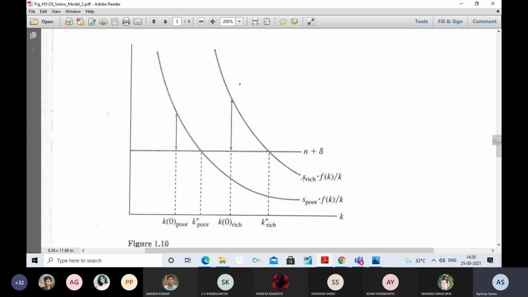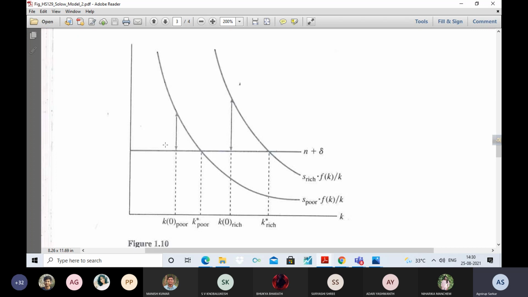So the richer economy has a higher saving rate, and if that is the case, then sometimes you might experience the richer economy growing at a faster rate compared to the poorer economy. As you find in this figure, the vertical distance for the richer economy is greater than the vertical distance for the poorer economy. Right.